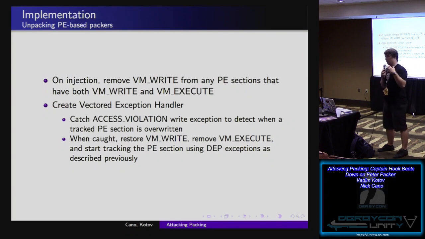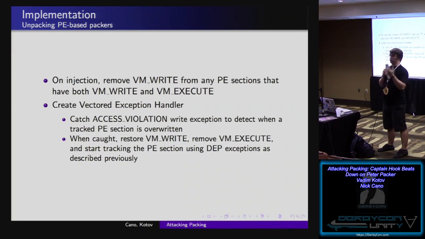So what we're going to do is, as soon as our hooks are injected, we're going to loop over every PE section. If we see something that has execute, well, that's fine. There should be some executable code, but it shouldn't also be writable. By default, the entry point section is not writable.